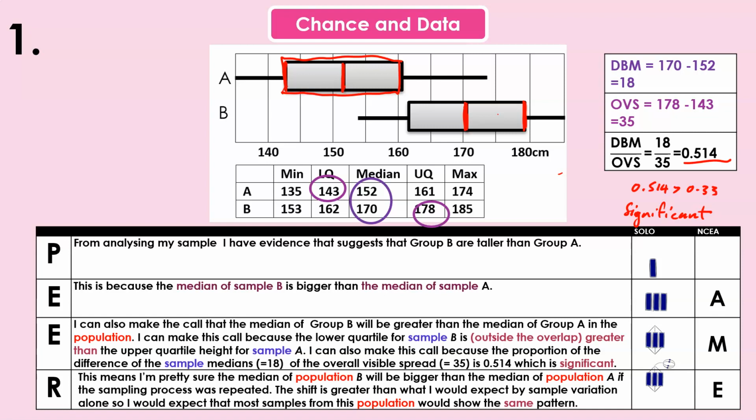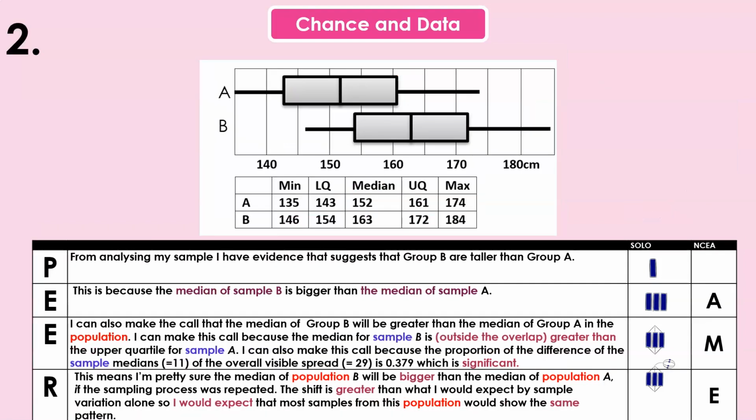This means I'm pretty sure the median of population B will be bigger than the median of population A if the sampling process was repeated. The shift is greater than what I expect by sample variation alone, so I would expect that most samples from this population would show the same pattern. So we're saying that the difference is so big that it's unlikely if we got another sample it would show us anything different other than B was bigger than A. The median of B is bigger than A.